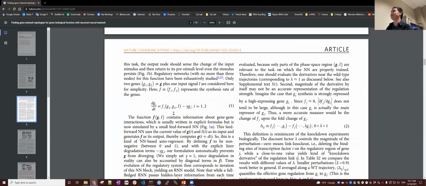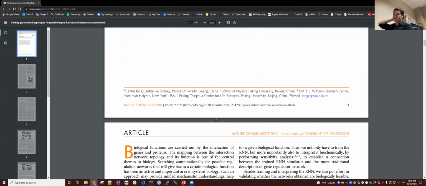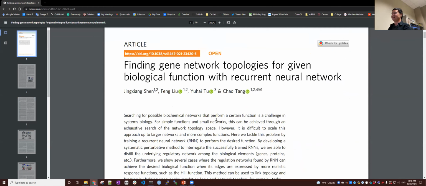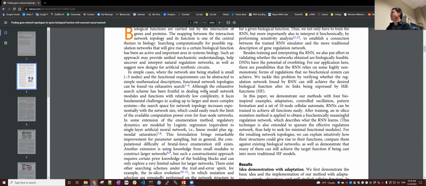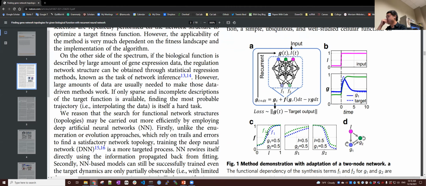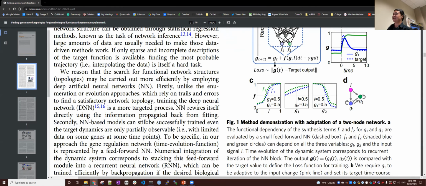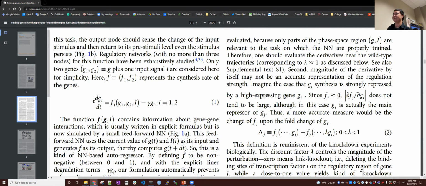About their application in biology, I found this paper quite interesting. They use a recurrent neural network to build the gene regulatory network. Here is the main idea. First of all, the data they collected are time series data. So the governing equations look like this.